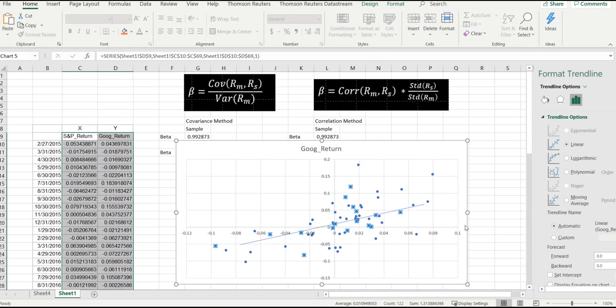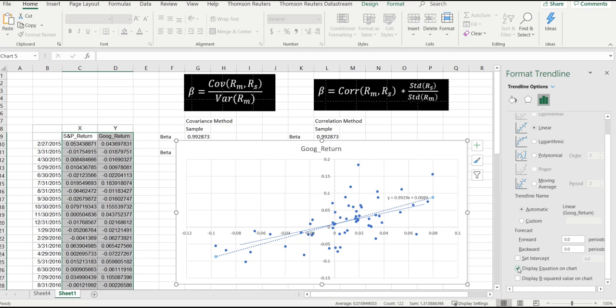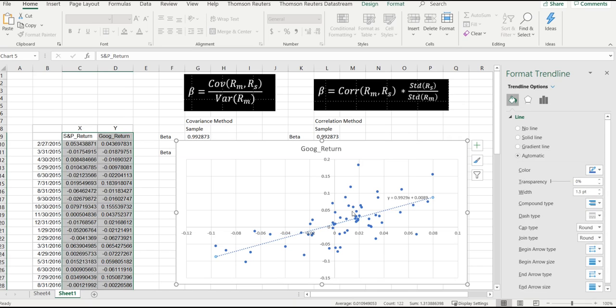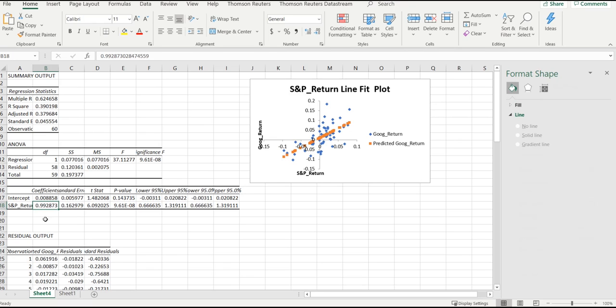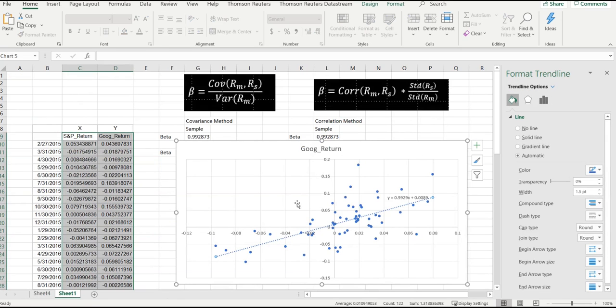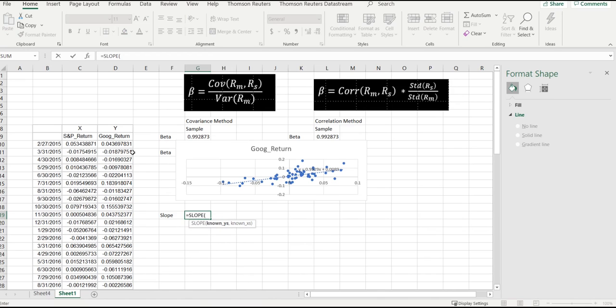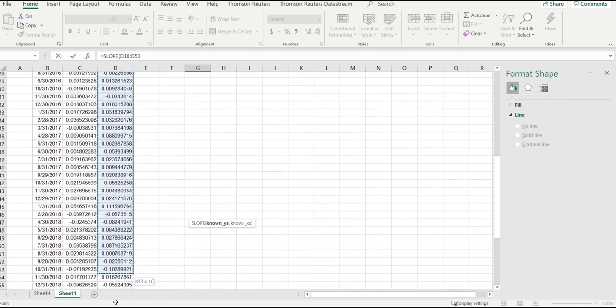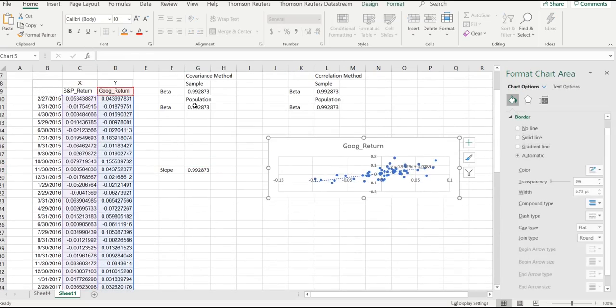You can see if I fit a linear regression line, it gives the same beta of 0.9929, which is just rounded to 4 digits. You can use Excel's data analysis ToolPak to get the entire regression output, which will have the beta and intercept. You can also choose to output the scatter plot and regression line using this method. Or you can use the standalone slope function, which will just give the slope or beta of the linear regression line. Here known y's are the Google return and known x's are the market portfolio return. As you can see, all of the methods return the same beta.